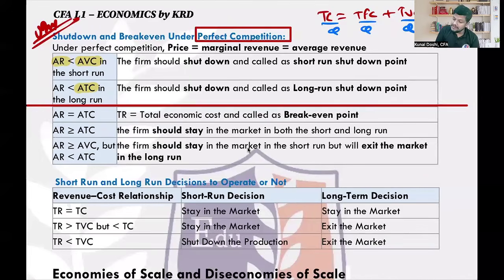Now, whenever a firm's average revenue is below the average variable cost, the firm is not even able to make up enough revenue to cover its average variable cost. In the short run, it should immediately shut down. This point is called the short run shutdown point. Means you're not even recovering your variable cost, shut down immediately.